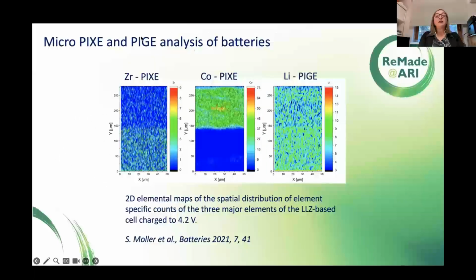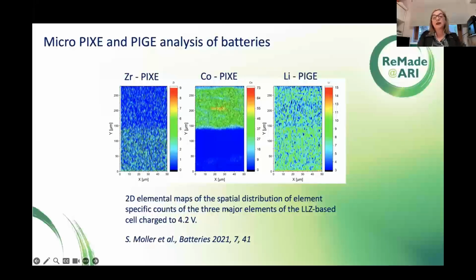Here is one nice example. Of course, when you have beams, you can put many detectors, and you can do several techniques at the same time. Here is a very nice example of simultaneous use of PIXE and PIGE for the analysis of batteries. So to get information about zirconium and cobalt, you have to use PIXE. And to get information about lithium, you have to use PIGE. So those techniques can be used simultaneously. And you can get these 2D elemental maps and see what is going on with the battery.